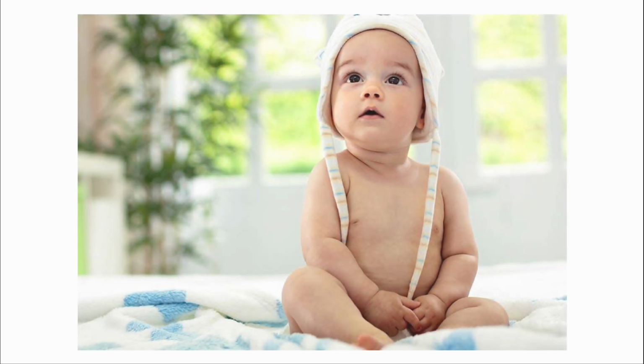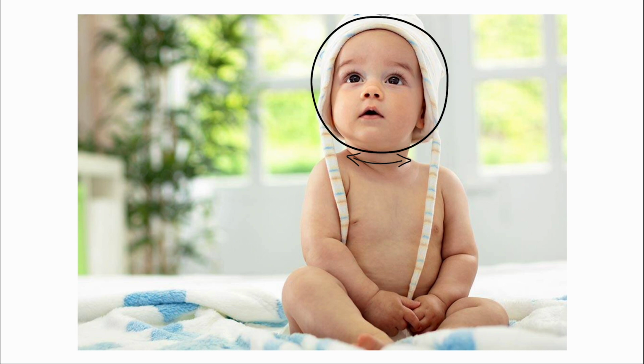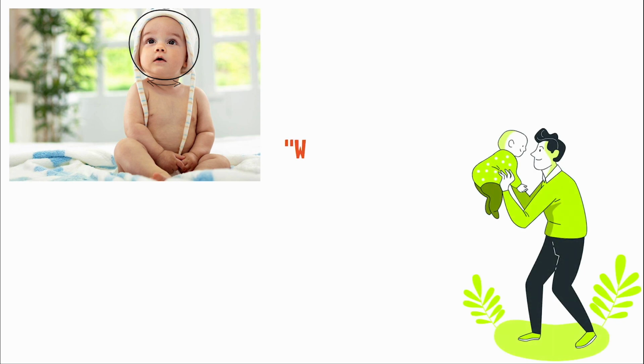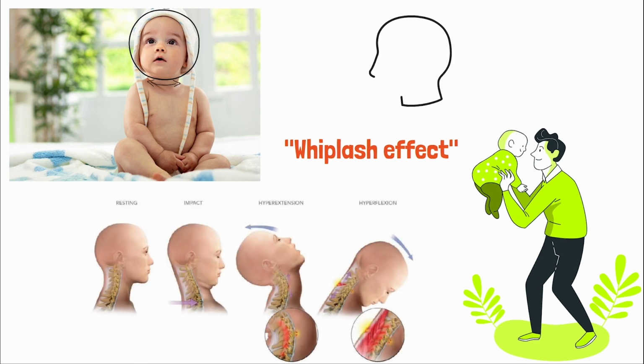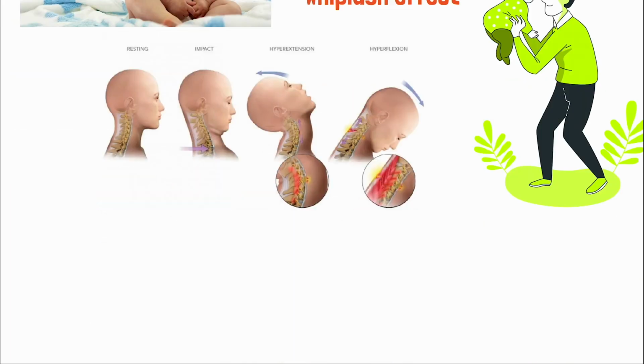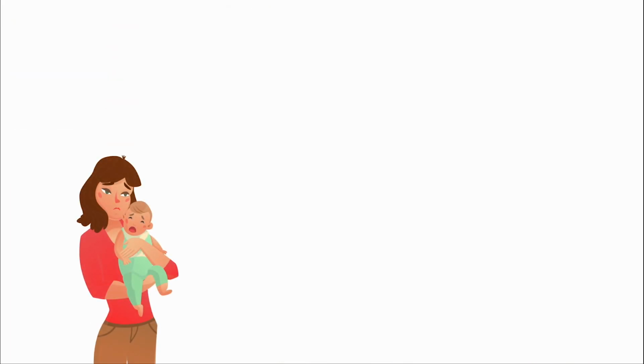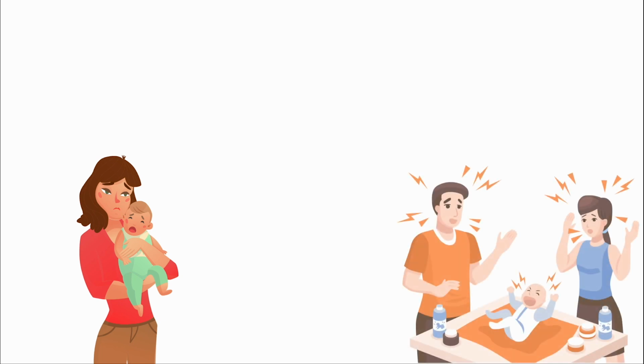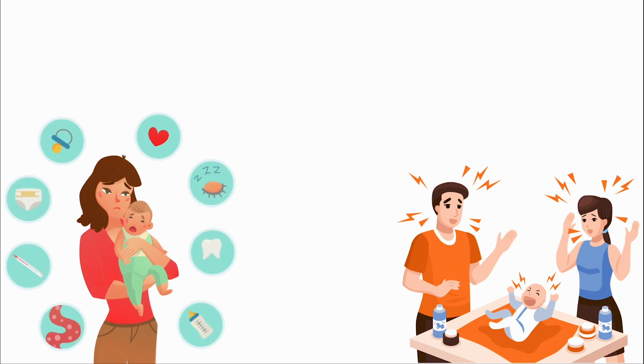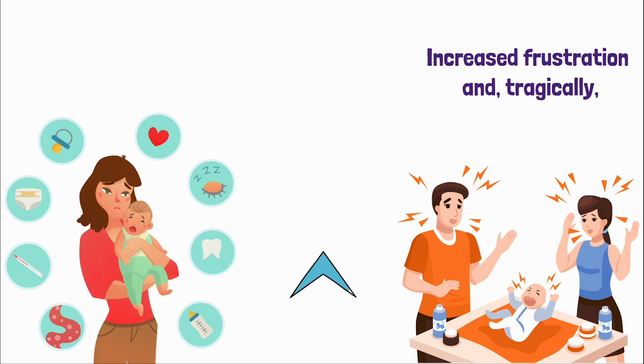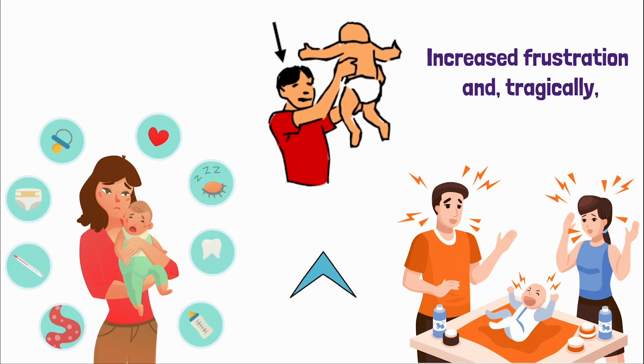Moreover, the neck muscles in infants under 2 are not sufficiently developed to support the weight of their disproportionately large heads. Violently shaking an infant can cause their head to move uncontrollably, leading to the infamous whiplash effect. This can result in neck injuries, spinal cord damage, and further exacerbate brain injuries. In addition to these physiological vulnerabilities, infants lack the physical ability to communicate their discomfort or distress effectively. This makes it challenging for caregivers to discern the baby's needs, leading to increased frustration and, tragically, a higher likelihood of resorting to violent shaking as a means of coping with this frustration.